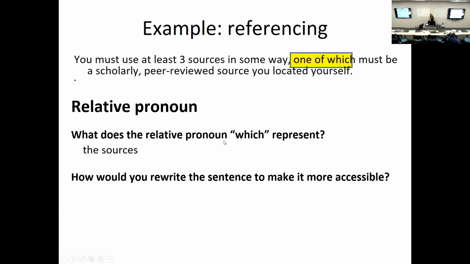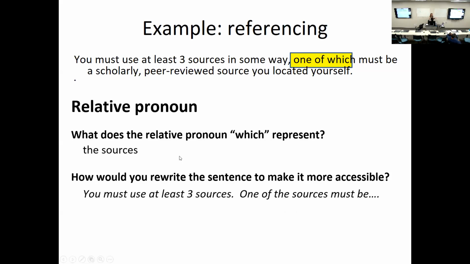So we said it represents the sources, okay? And how would you rewrite it? If you want to just say it, you can. Well, you must use at least 3 sources. You must use at least 3 sources, period. One source must be a scholarly peer-reviewed source, or you have located yourself. Yeah, one of the sources. Very good. Okay, just repeat it. You can just hack that language out. Just repeat the noun.